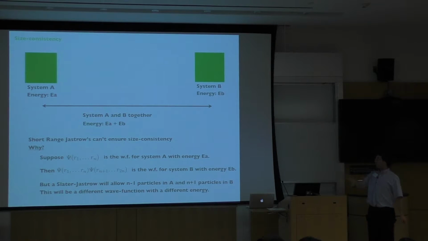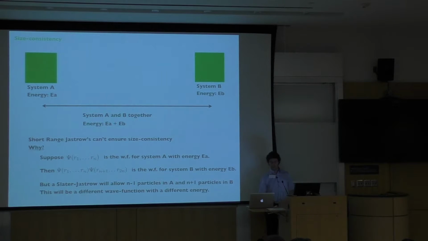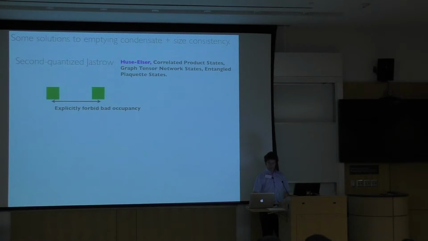And short-range Jastrows can't ensure size consistency. And you can read this in detail, but the short reason is that in order for this to happen, I want to fix n particles over there and n particles over here, and there's nothing that prevents charge fluctuations. There's nothing that prevents n plus 1 particles living over here if I have a short-range Jastrow. It's the same problem there was with the condensate fraction. There's nothing that prevents charge fluctuation way beyond what it should be allowed. So short-range Jastrows are nice. Slater-Jastrows, they're the standard for lots of quantum Monte Carlo techniques, but they do fail on these two qualitative aspects.